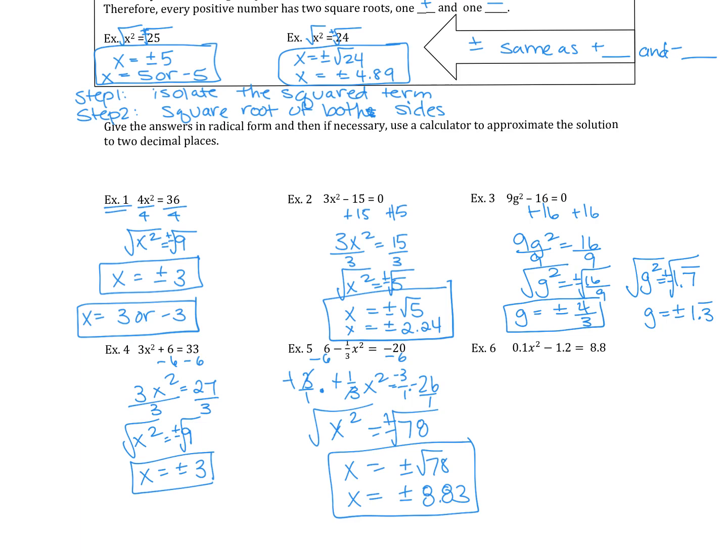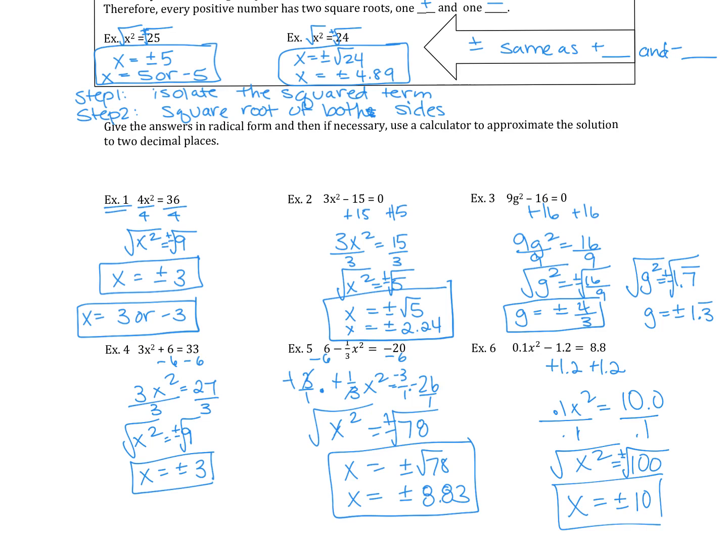So let's take a look at number 6. First of all, I'm going to add 1.2 to both sides. When I do that, I get 0.1 x squared equal to 10.0, if you will. So I'm going to divide both sides by 0.1. And when I do that, I get x squared equals 100. And when I take the square root of both sides, put a plus or minus in front of that square root, I get x equals plus or minus the square root of 10.